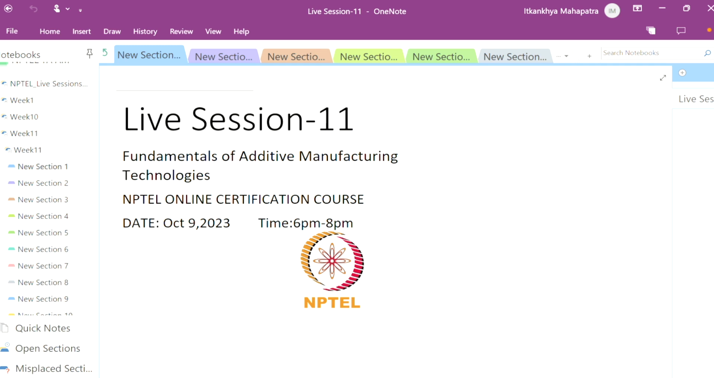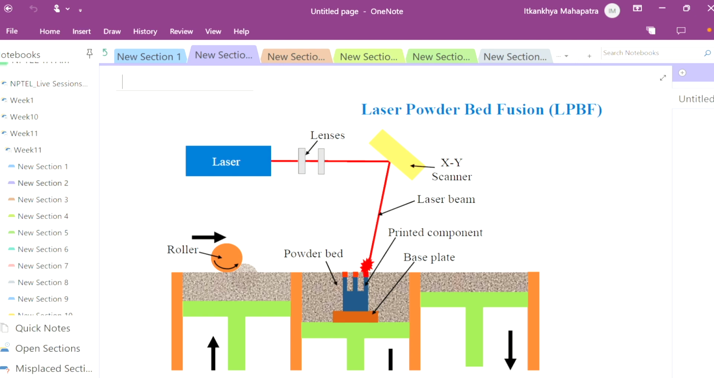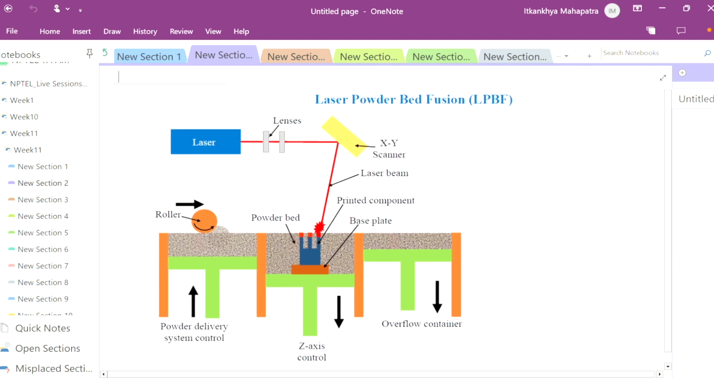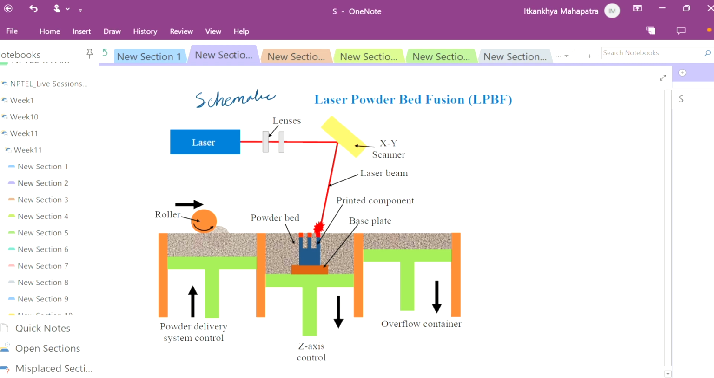So today we'll be discussing laser powder bed fusion, and I'll try to solve some numerical questions from the assignments related to powder bed fusion only. This is the main schematic of the laser powder bed fusion. We will discuss the components here, and based on these components, the questions on the assignments are present.